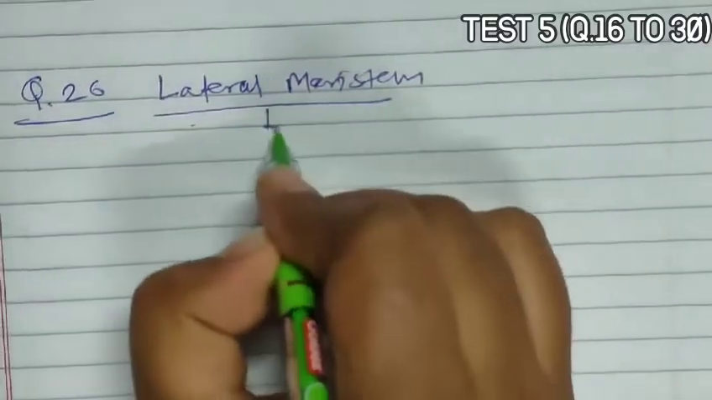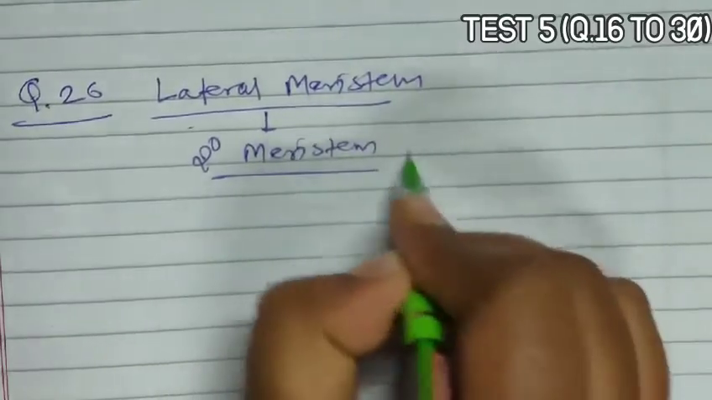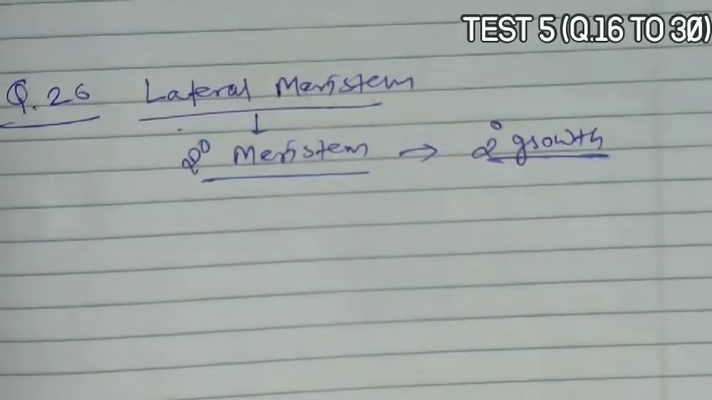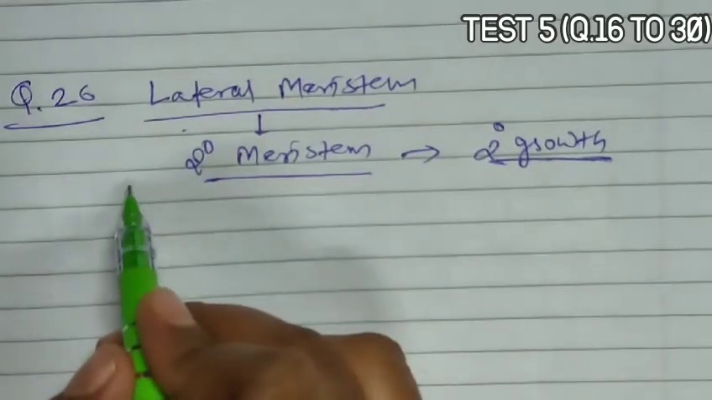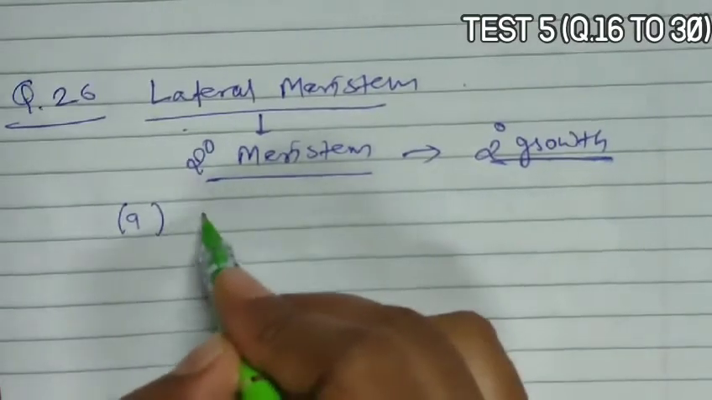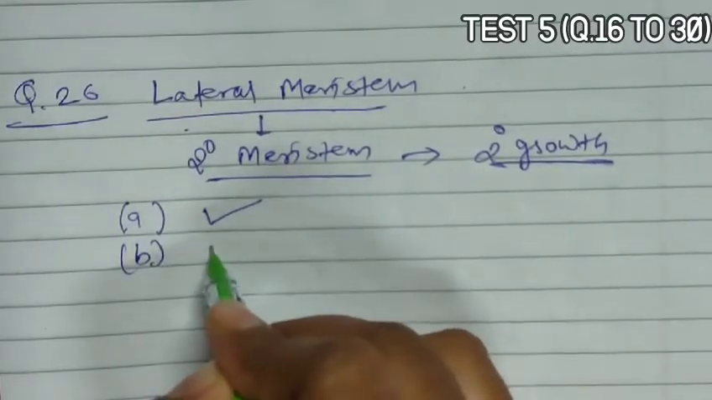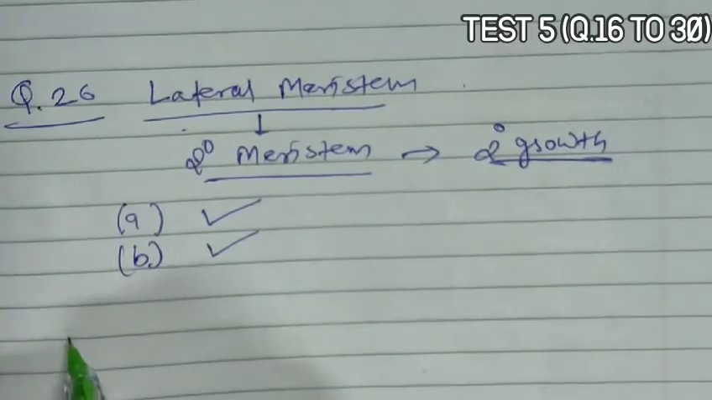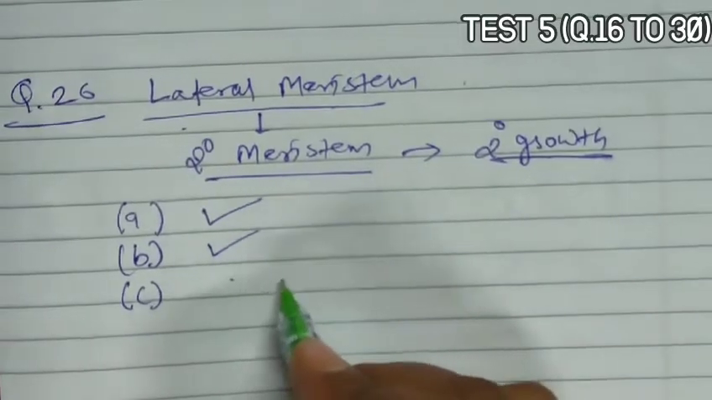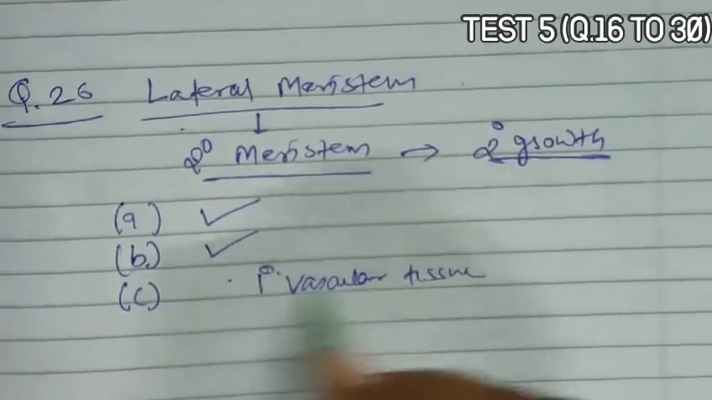Question 26 asks that lateral meristem is present in. Now lateral meristem is a secondary meristem which is present laterally and gives rise to secondary growth. So if we consider option A, vascular cambium, it is obviously a lateral meristem. Option B is cork cambium, so that is also correct. Cork cambium is also a lateral meristem.